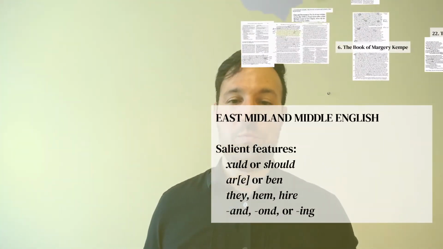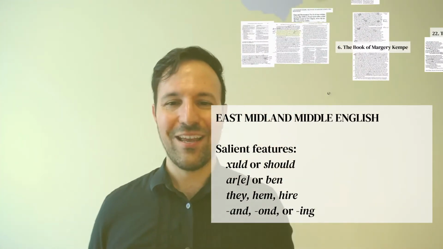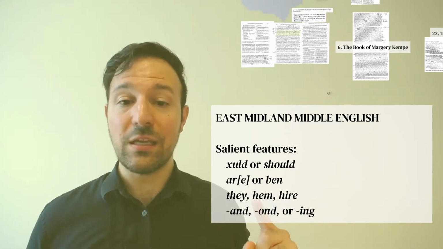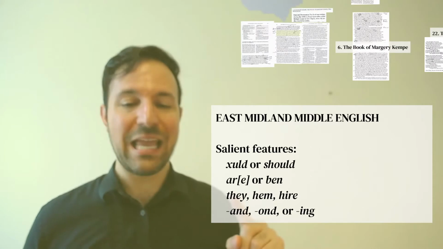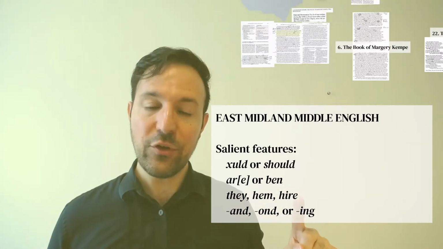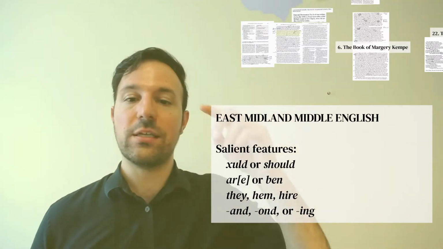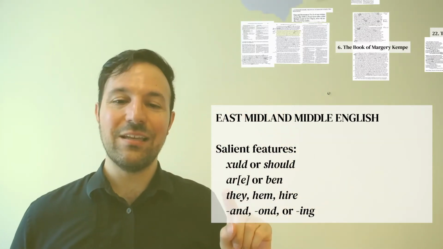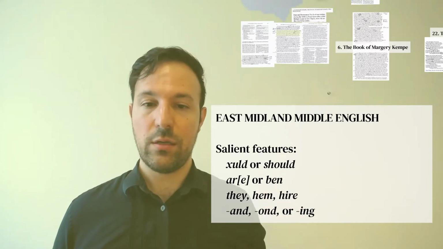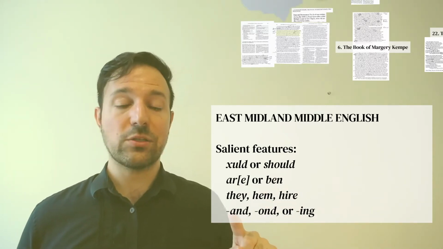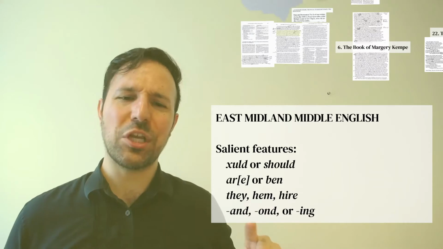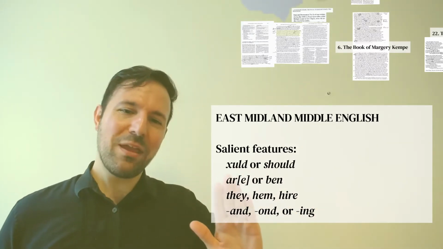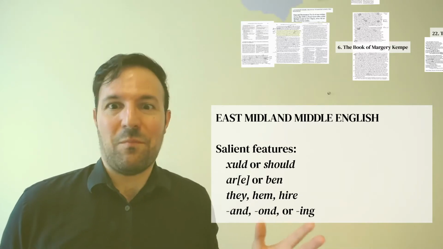What about the East? I almost said West, right? You remember we looked at the book of Margery Kempe as representative of East Midlands. Now you see the East Midlands, like the West Midlands, has they, but tends more toward hem and hira, whereas Northern Middle English is they, them, their, right? Here it's they sometimes, but hem and hira. East Middle English also has and and ond, but it has them interchangeably with ing. And it can use are or it can use ben. So this would make East Midlands Middle English seem like the sort of midway point.